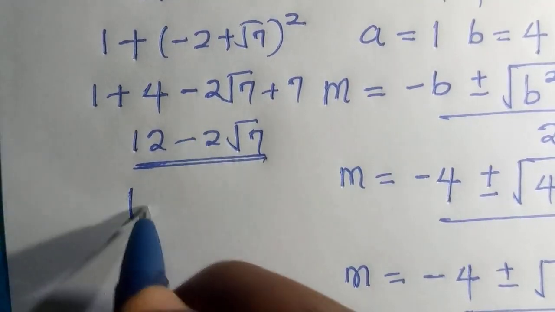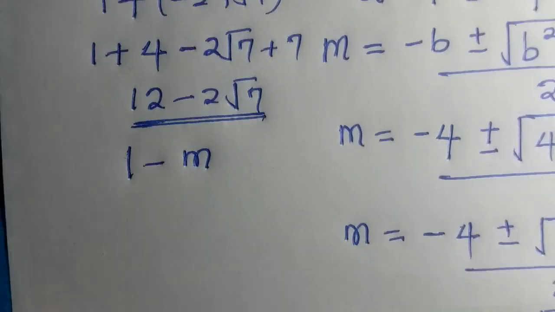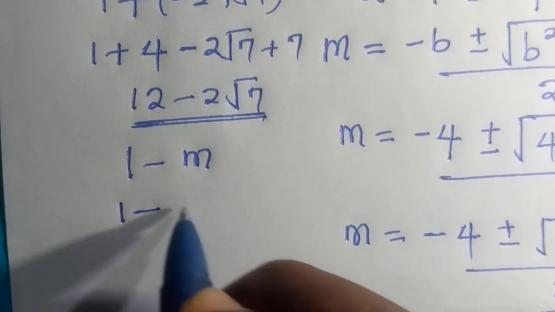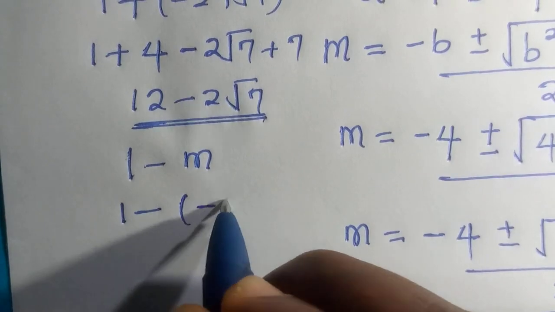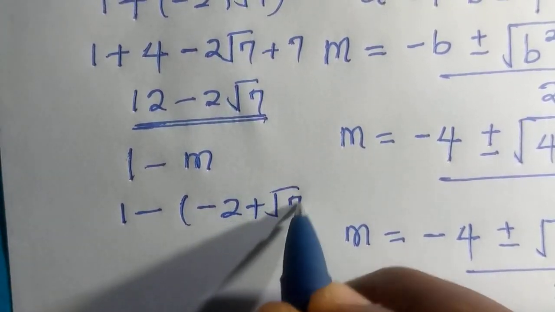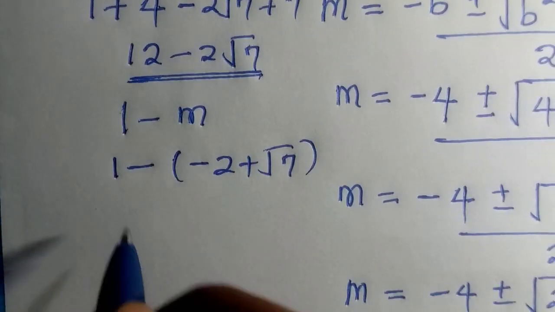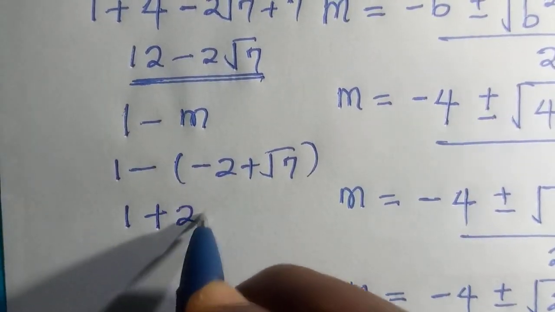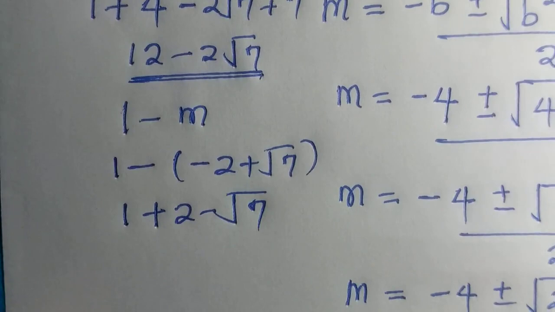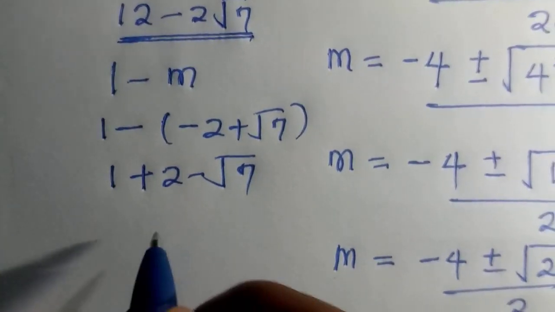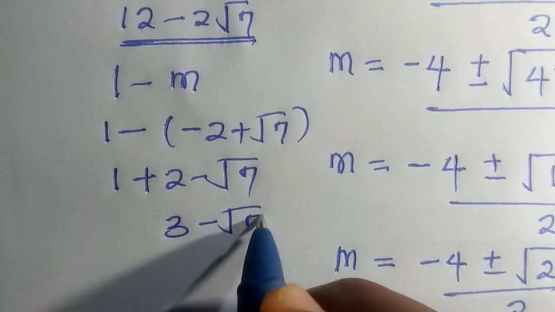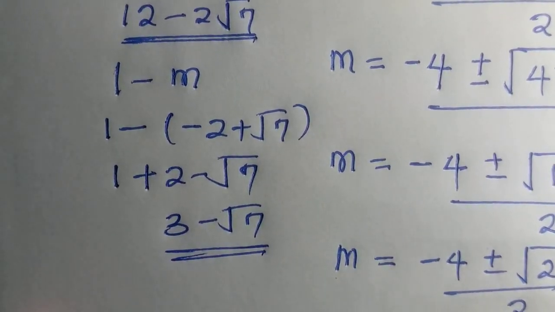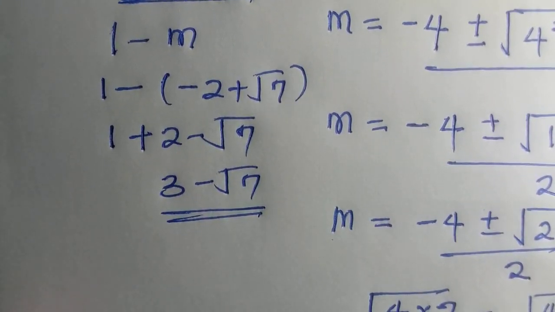And when we consider the denominator as well, 1 minus m, we are going to have something of this nature: 1 minus open bracket minus 2 plus root 7. Then we have 1 plus 2 minus root 7, and 1 plus 2 minus root 7 gives us 3 minus root 7. And 3 minus root 7 as well is not a negative value.